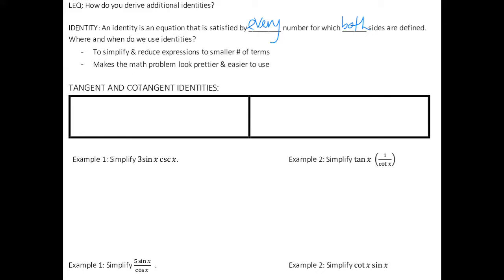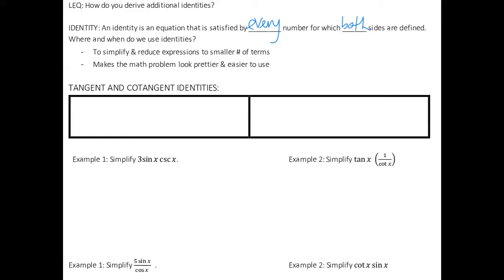When and where are we going to use these? Basically, we're going to be using them in the simplifying process that we're going to go through today. And the goal there is to really get it down to the smallest number of terms. If we can get it down to a single sine of x, or even sometimes just a number as our simplified version, that's what we're really looking to do, because ultimately, bullet point 2 there, it makes the math problem look prettier, but it's also easier to use.